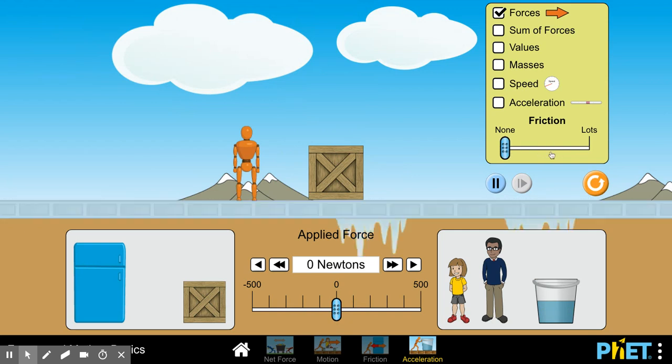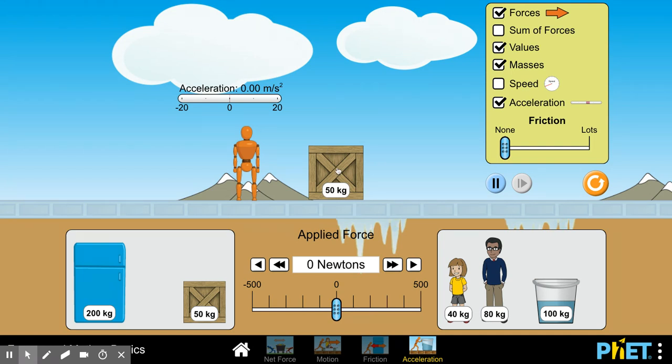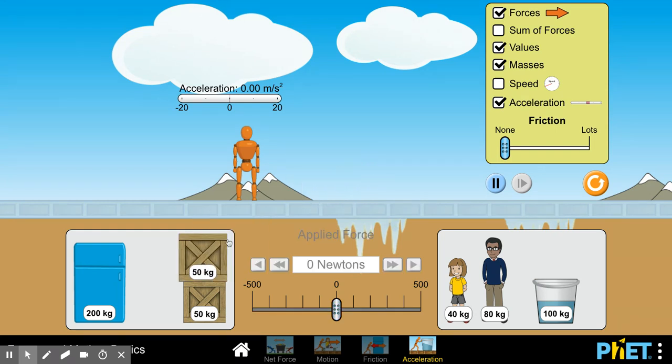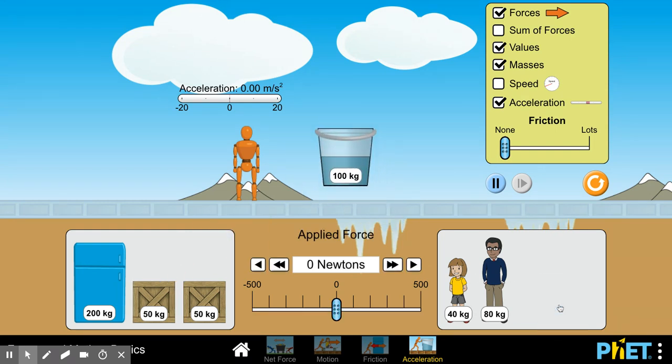The second lab, I'll just reset here, is where we are going to be looking at what happens to the acceleration if I keep the mass the same and I increase the net force. So this time I'm going to keep the mass the same. We'll just mix it up and I'll do the 100 kilogram one. I'm going to change the amount of force acting on it and see what happens to the acceleration.